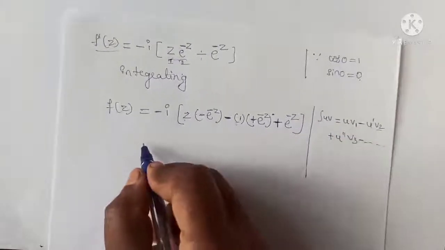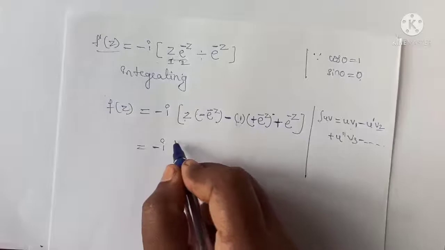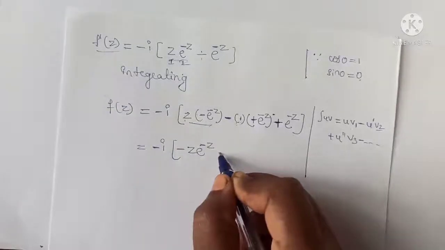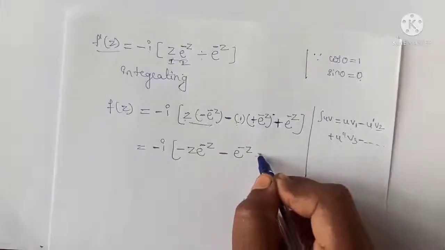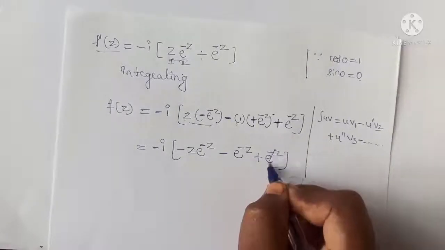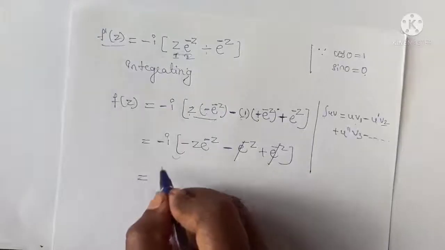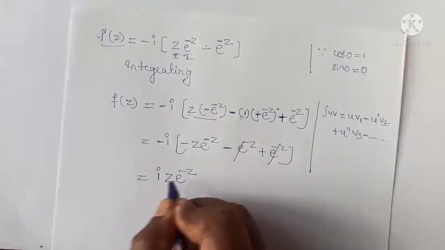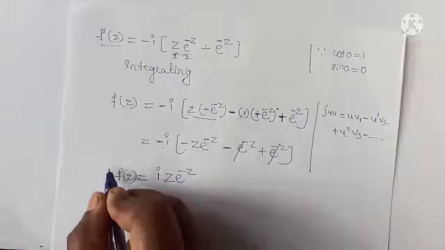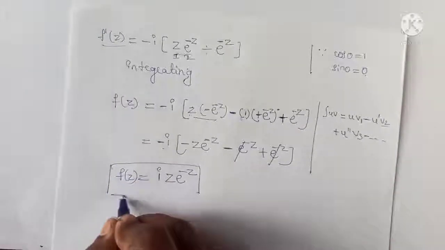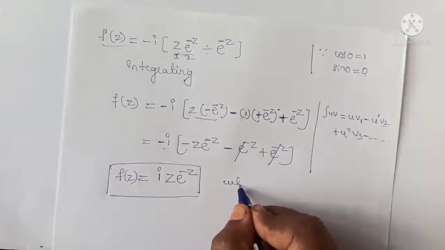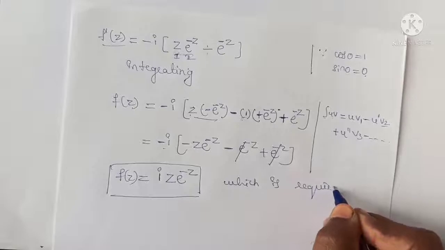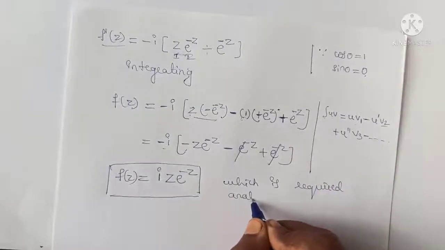Now further simplifying, this term becomes minus z e raised to minus z minus e raised to minus z plus e raised to minus z. These two cancel, we get minus into minus, plus i z e raised to minus z. This is the required analytic function.